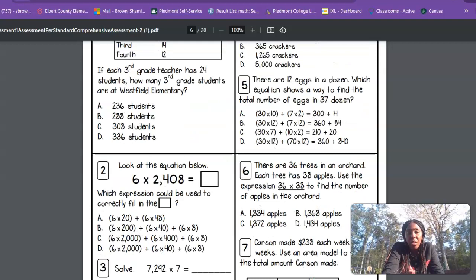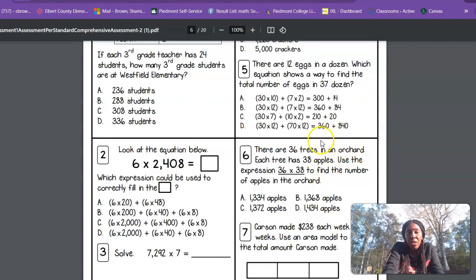Number 6. There are 36 trees in an orchard. I'm sorry, each tree has 38 apples. Use the expression 36 times 38 to find the number of apples in the orchard. So you can multiply. You can do standard algorithm, or you can do area model, whichever one you're comfortable with.